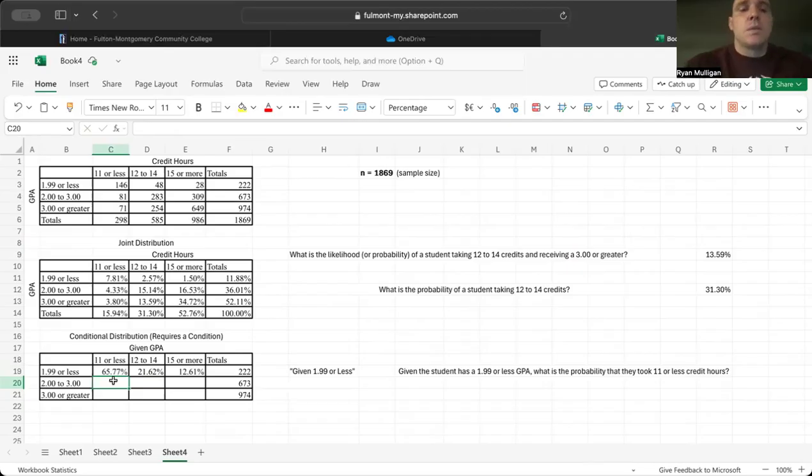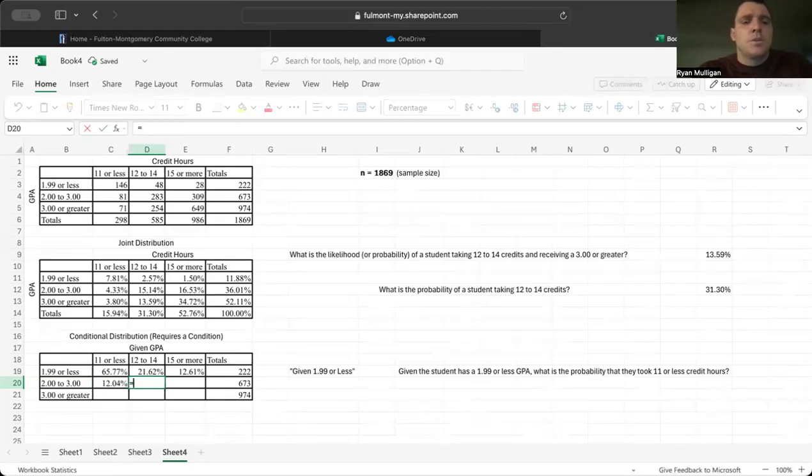Now I'm going to do the same thing for the rest of the table. For the next row, I'm not going to divide by 222 anymore because my condition is now given 2 to 3 as a GPA. So I'm going to take 81 divided by 673, 283 divided by 673, and then 309 divided by 673. And then I'm going to finish with the last one: 71 divided by 974. Notice the switch. I switched because the row total is different now. 254 divided by 974, and then 649 divided by 974.